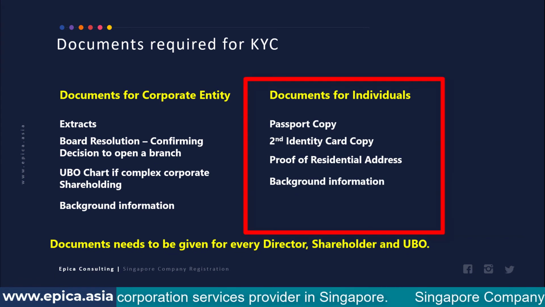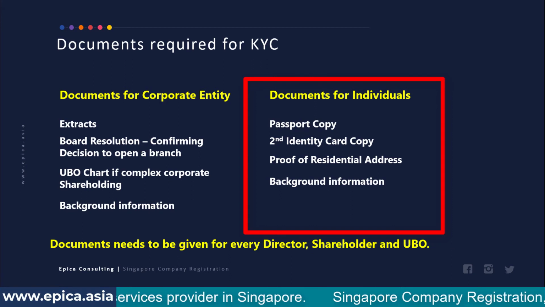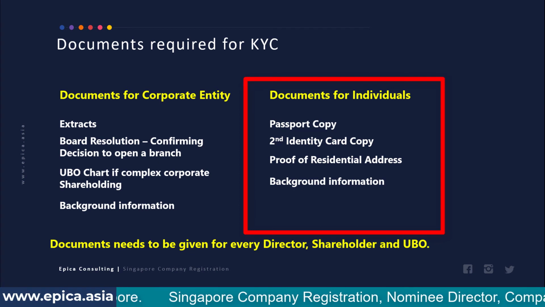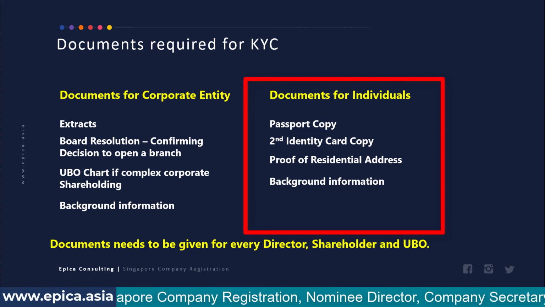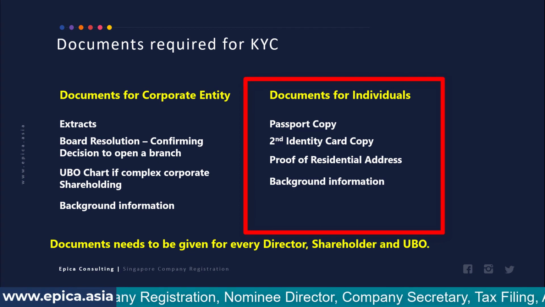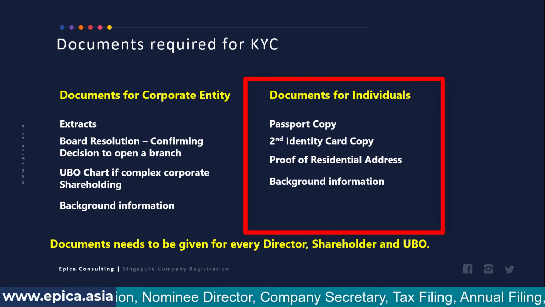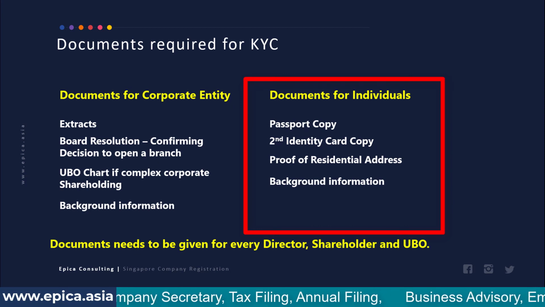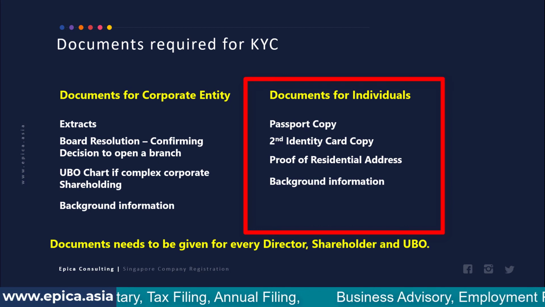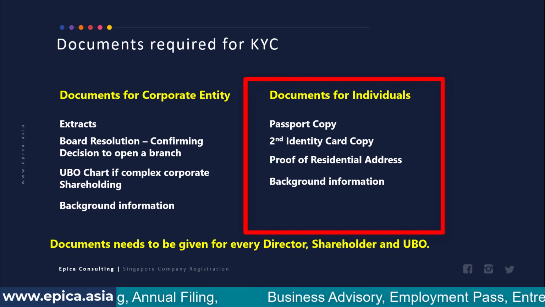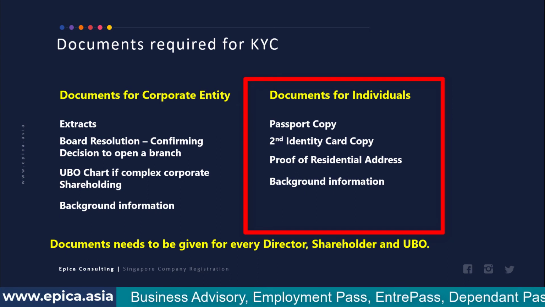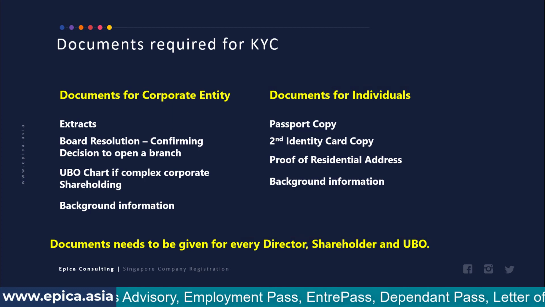That is a passport copy, a second identity card copy, which can be a driving license, Aadhaar card, or your national registration card, and proof of residential address showing your name and your current residential address. This document should be issued in the last 3 months. We also need background information about what this person does for a living. So these documents will be required for every director and shareholder and UBO of the company.